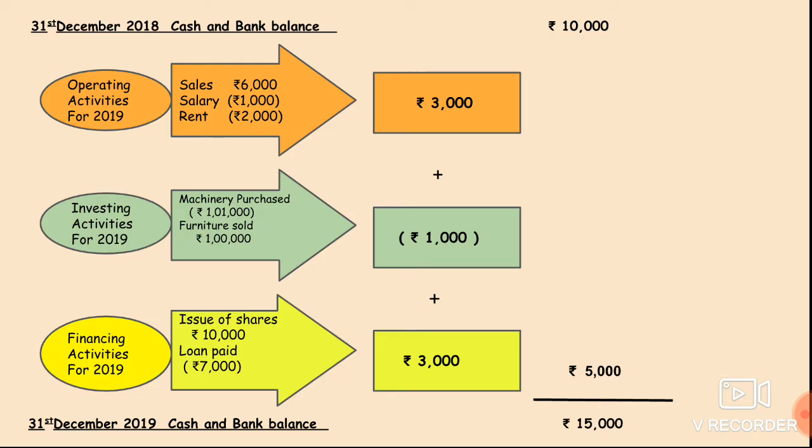Now in our example, the opening balance of cash was rupees 10,000. As I showed you at the beginning, we are assuming that the opening balance of cash was rupees 10,000, which means the closing balance of cash and cash equivalent at the end of 2018, which becomes the opening balance for 2019. So the opening balance of cash and cash equivalent for 2019 in the example is rupees 10,000.